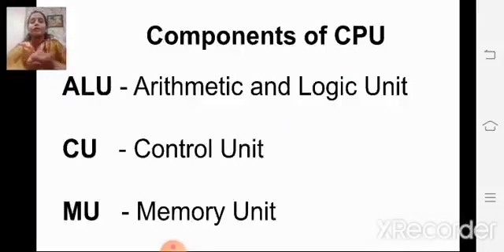Now, what are the components of the CPU? Children, see the full forms of ALU, CU, MU. These are the components of the CPU. We have seen how it works: arithmetic and logic unit, control unit, memory unit, right children?